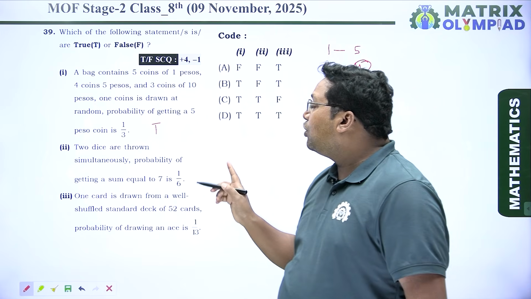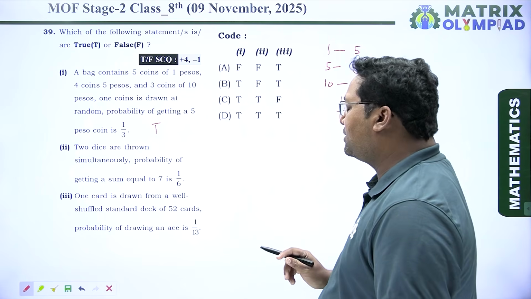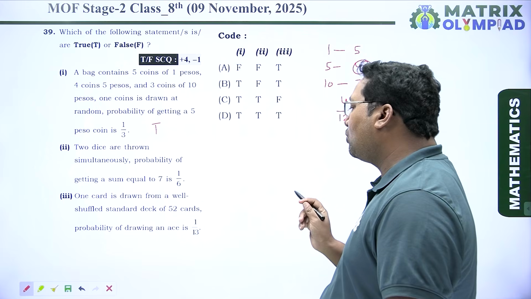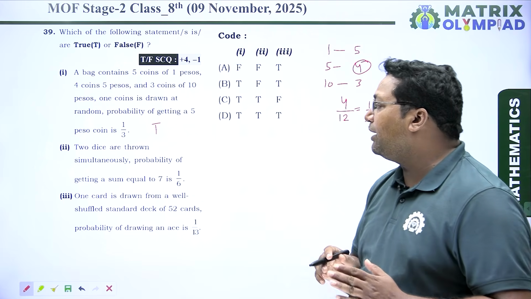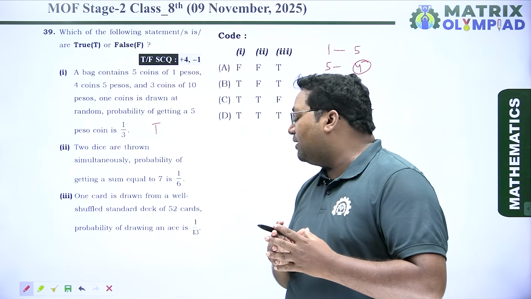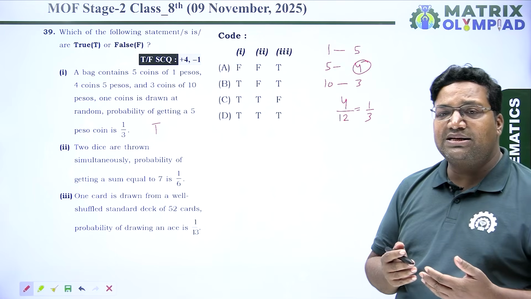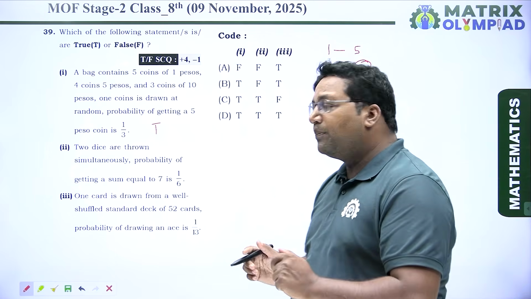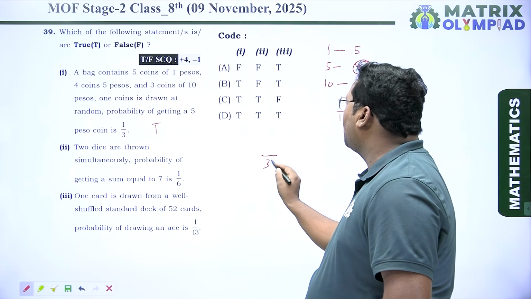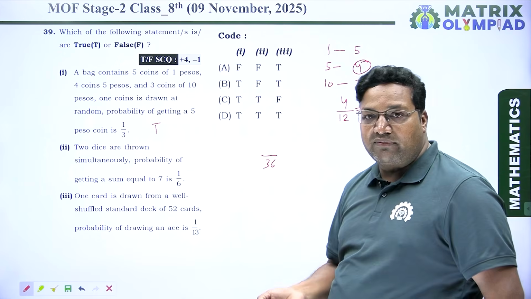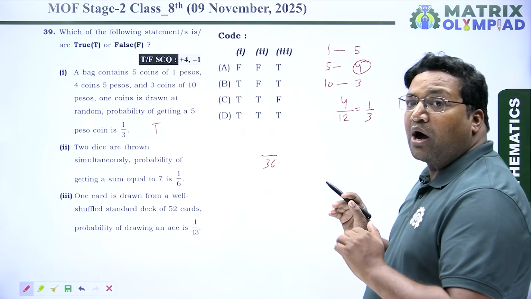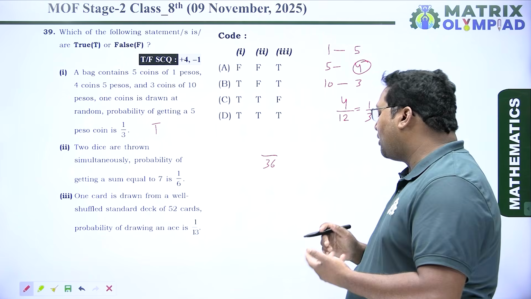Next statement is 2 dice are thrown simultaneously. Probability of getting a sum equal to 7 is 1 by 6. Here 2 dice are given. So it means total outcomes are 36. And we have to find out the probability of getting a sum equal to 7. So I have to write the outcomes for sum equal to 7.